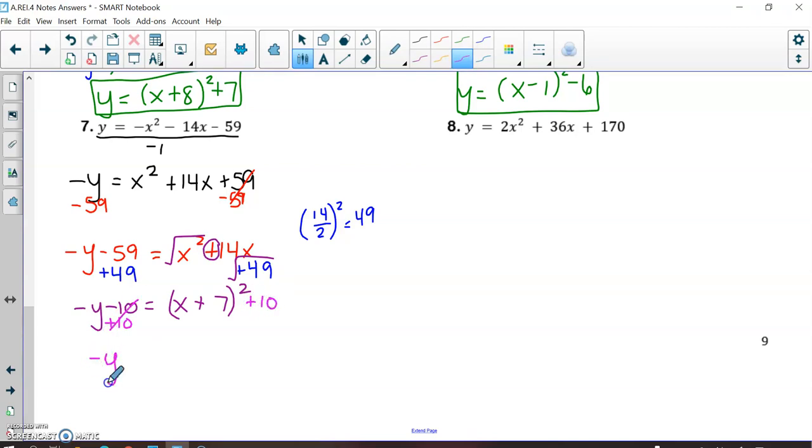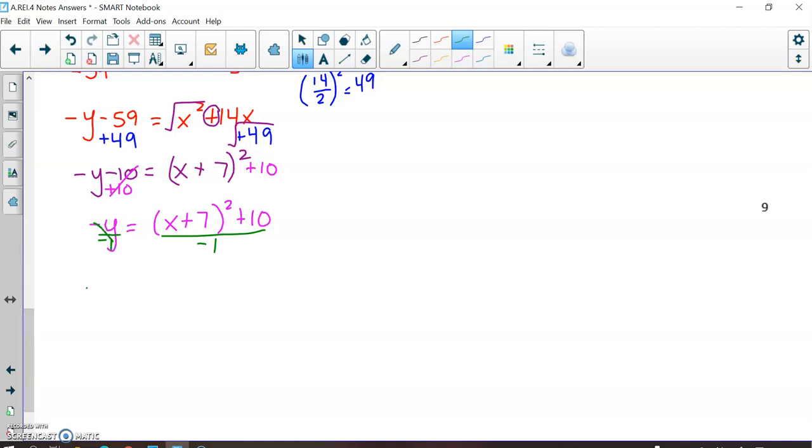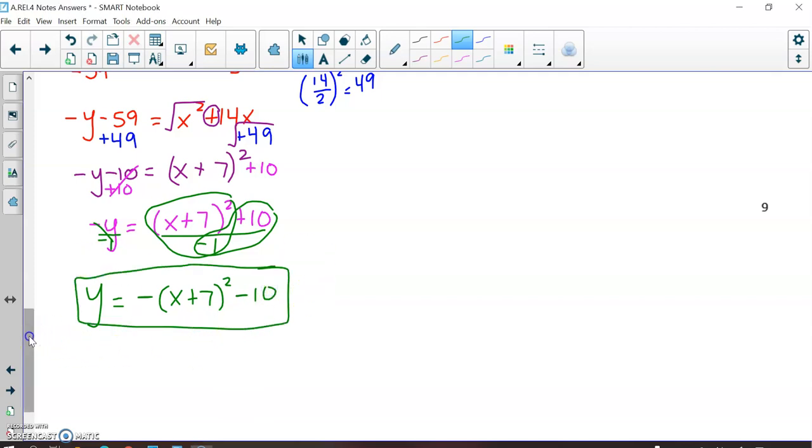But we are not done, because y is not isolated. I do need to get that negative back over to the right side, and how I do that is I'm going to divide by negative 1 on both sides. And listen carefully. When I divide by negative 1, I'm left with y is equal to. This is considered one term. So all I do is I attach the negative 1 on the outside of my x plus 7 squared. And then this is considered a term. So 10 divided by negative 1 is minus 10. This is now in the correct vertex form.